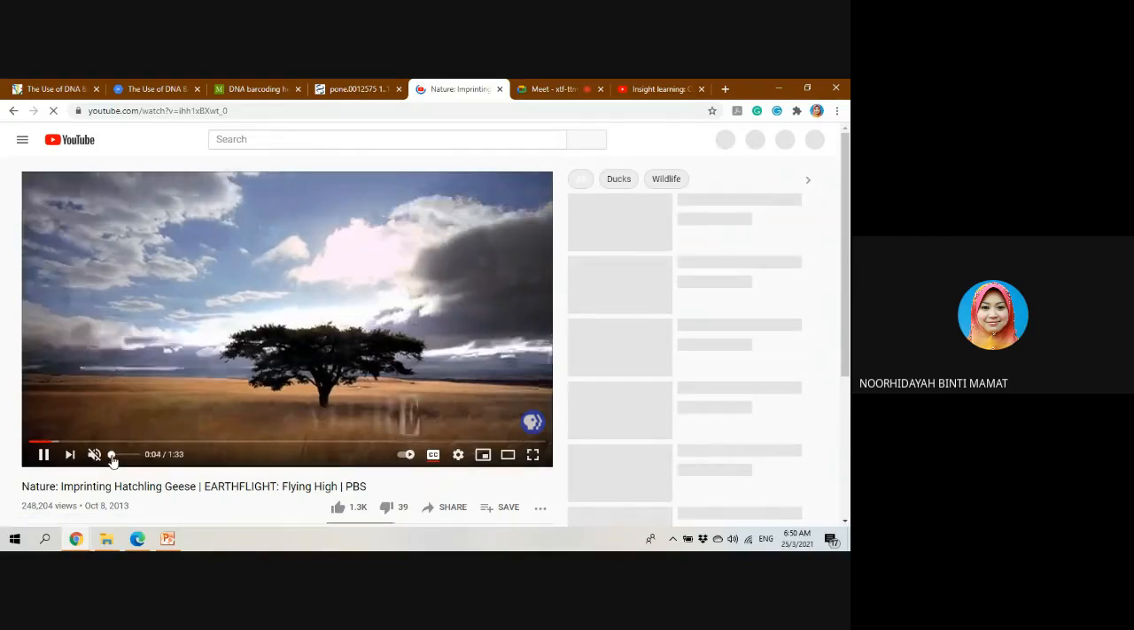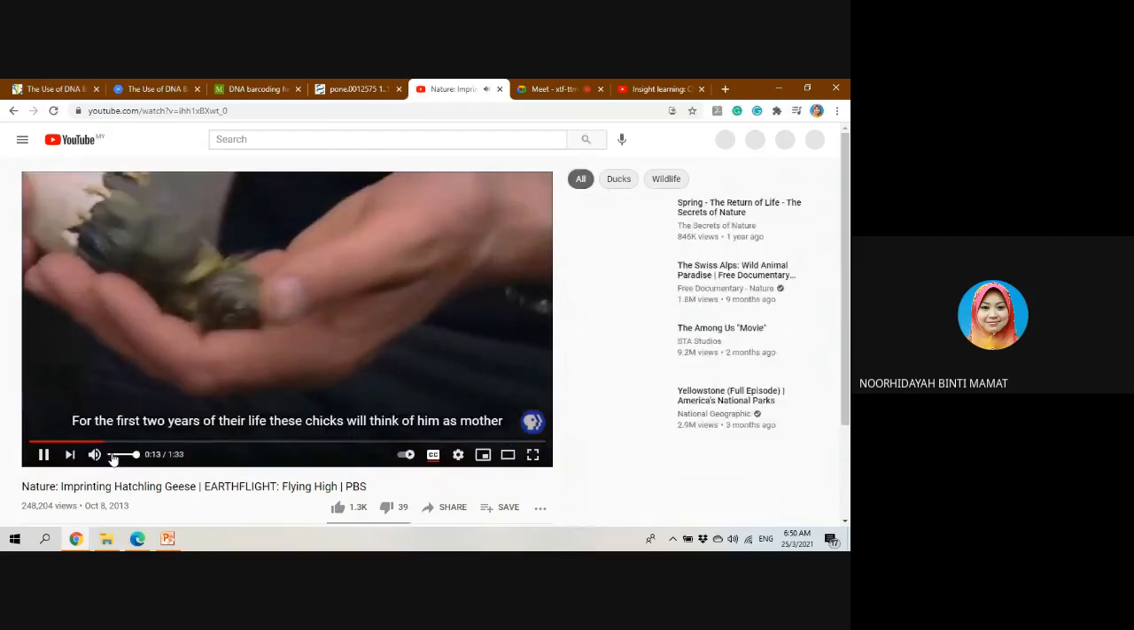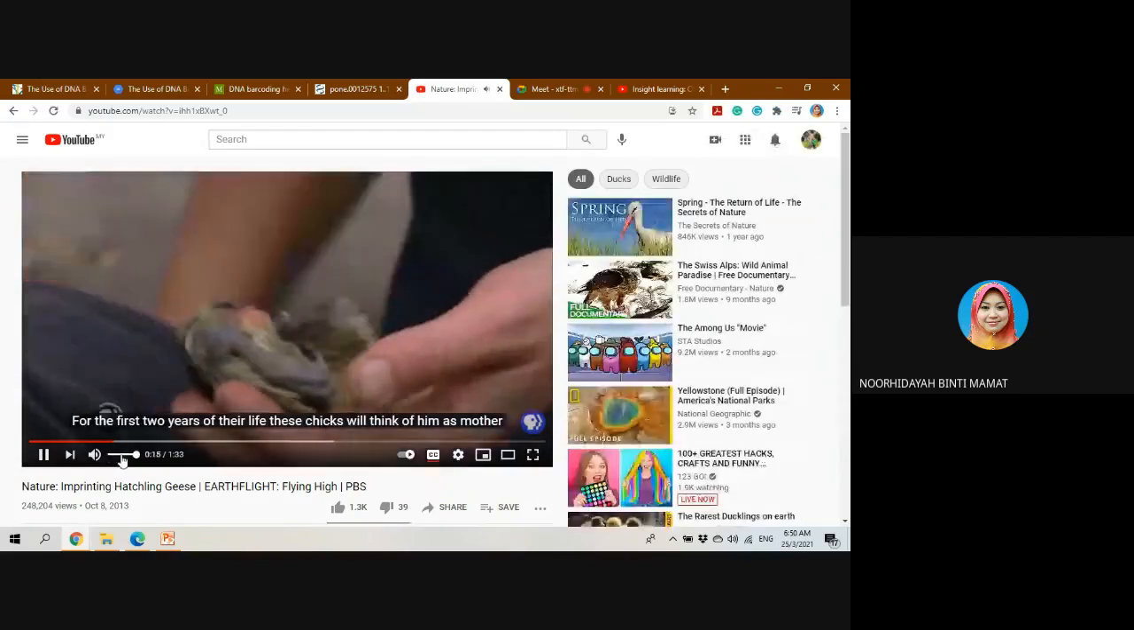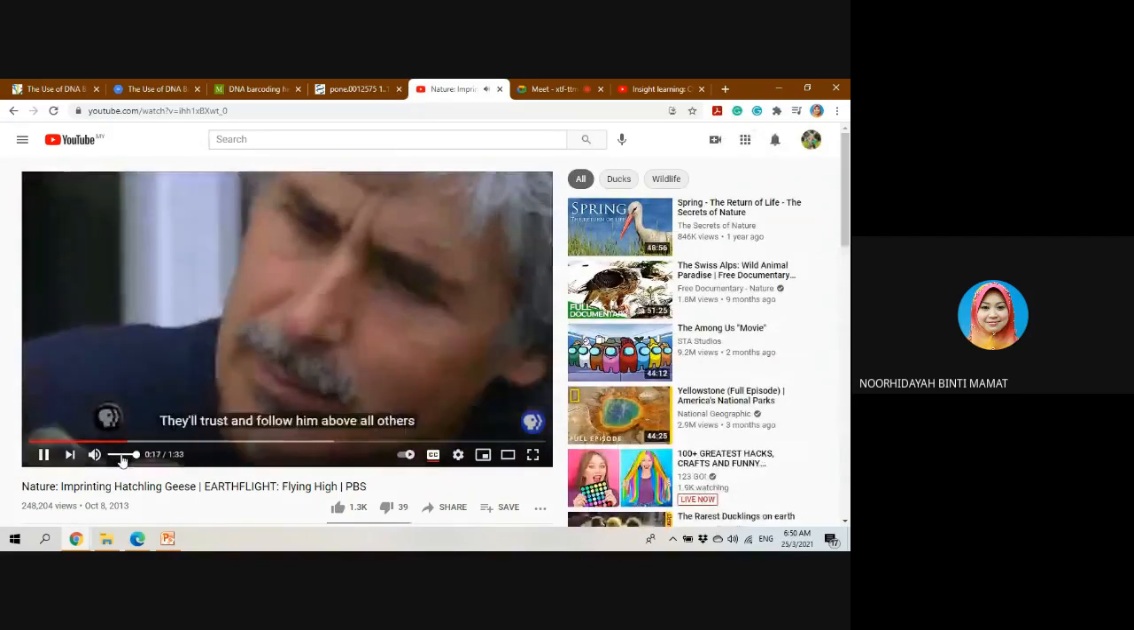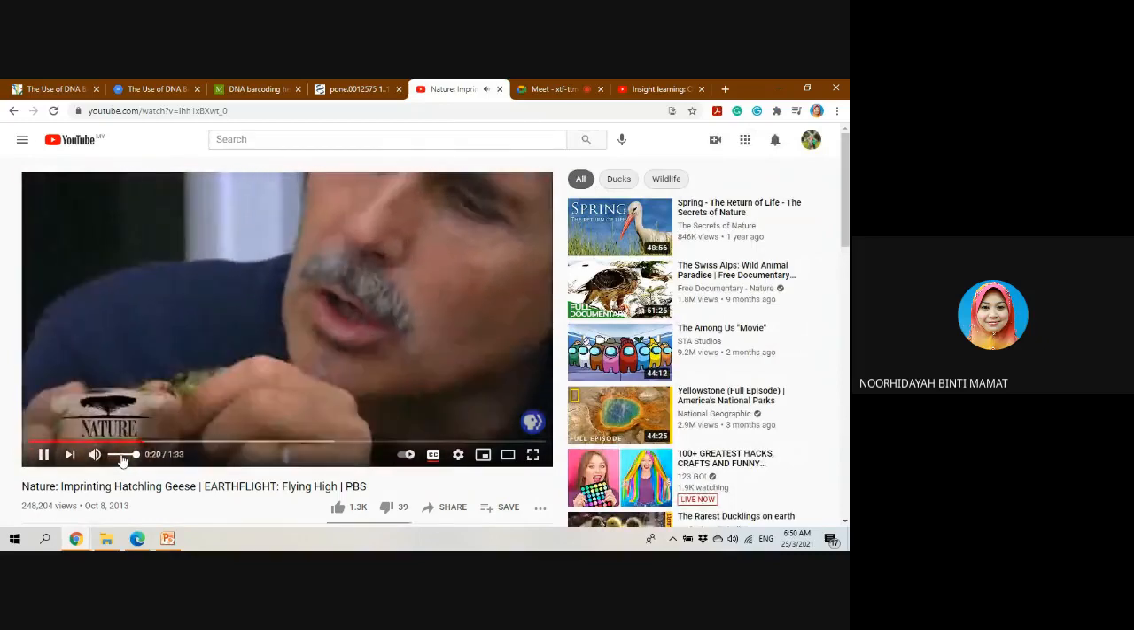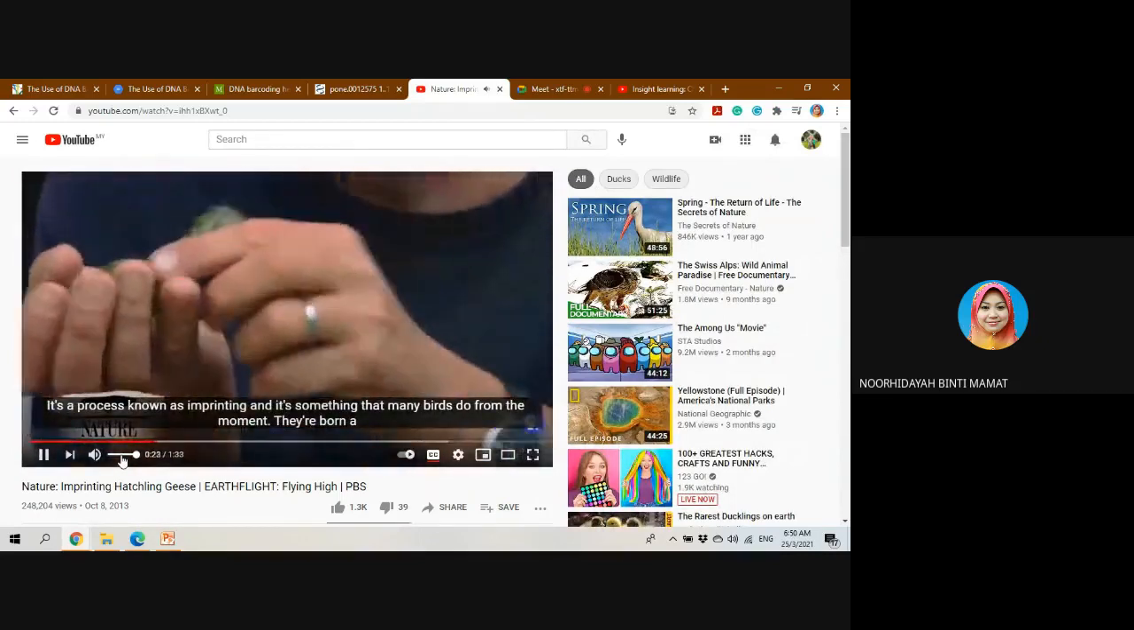For the first 2 years of their life, these chicks will think of him as mother. They'll trust and follow him above all others. It's a process known as imprinting, and it's something.